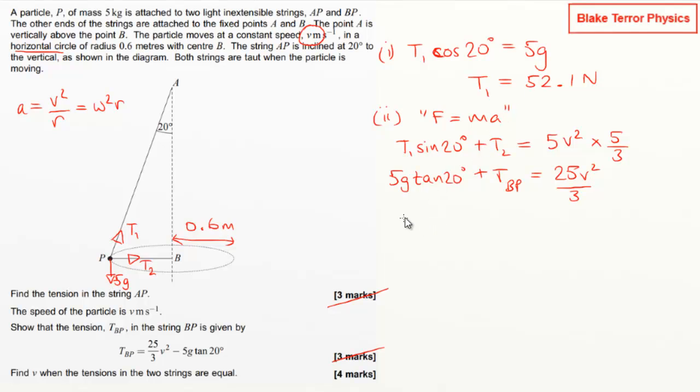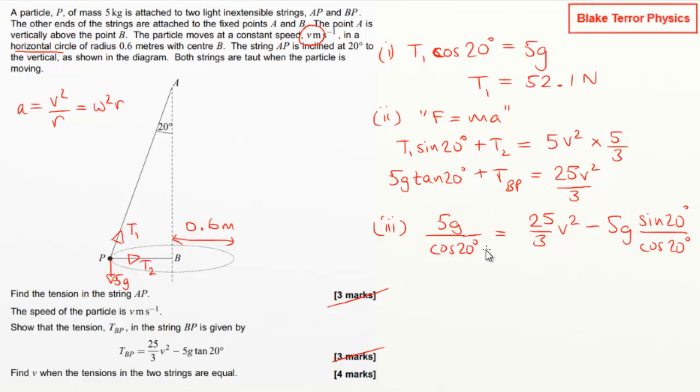So we want T1, which is 5g divided by the cosine of 20 degrees. That's one of our tensions. And then the other one we just worked out here is 25 over 3 v squared minus 5g. I'm going to write this as sine 20 degrees over cos 20 degrees because then it gives us some opportunity for getting rid of some cosines out of all of this.